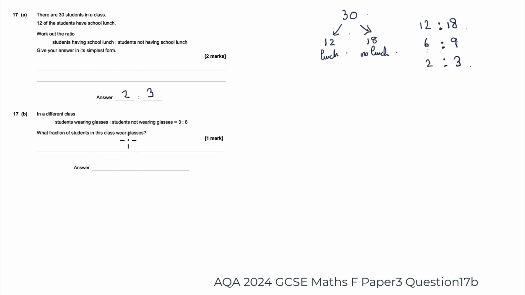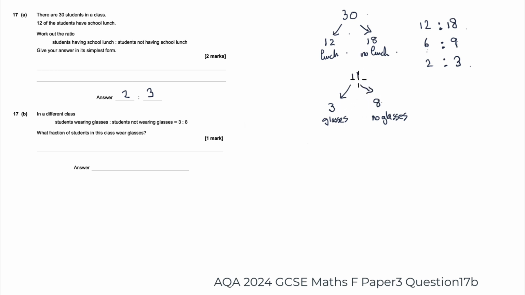Different class. Students wearing glasses to students not wearing glasses, 3 to 8. So we've got 3 with glasses and we've got 8 no glasses. Now this time we don't know the number of people in the class, but it's a similar type of diagram to the one up there.